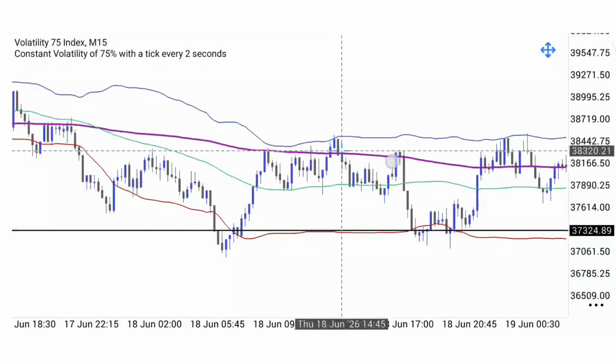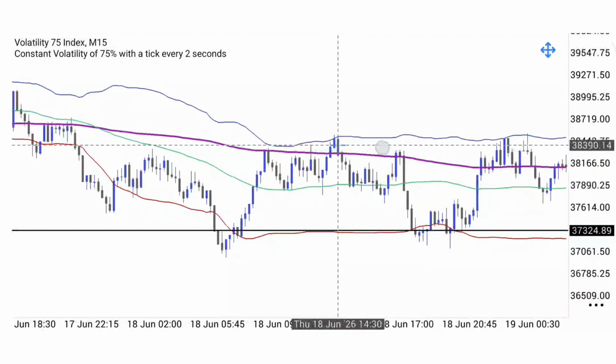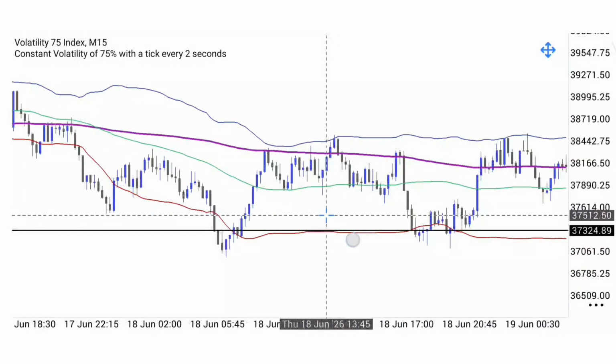So finally, when it touched that line, look at this point here. This is when it finally touched the line, and it gave us an engulfing candle. And with this engulfing candle, we can enter a trade and place our TP somewhere around the middle point of the market, and we get to make our profits.